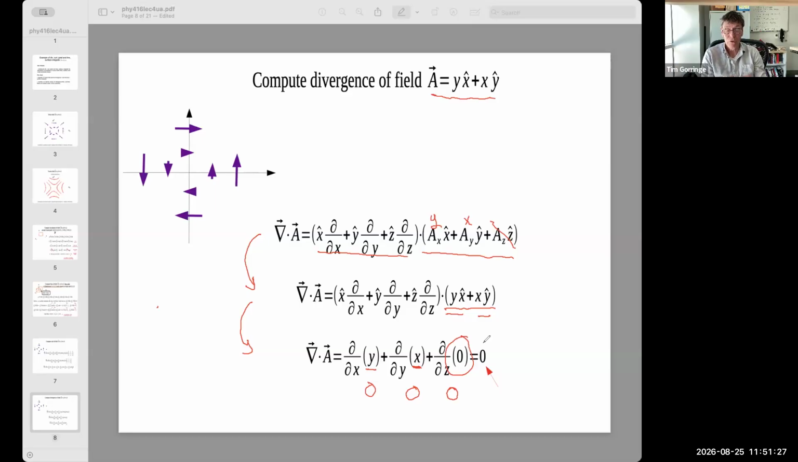We found that there was no flux through our cube, i.e. there was net flux of 0 through the cube as a consequence of the fact that there's no source of field lines anywhere in this particular vector field.